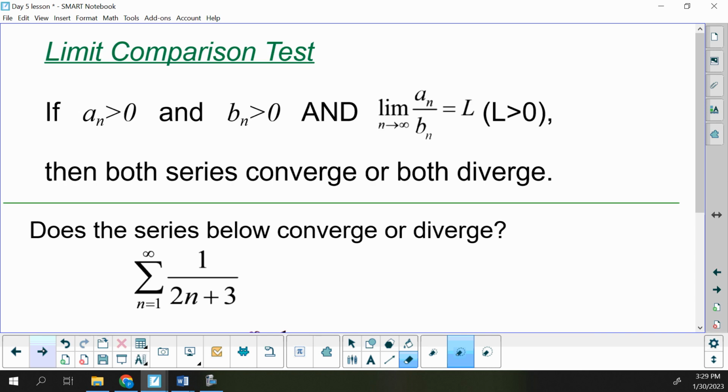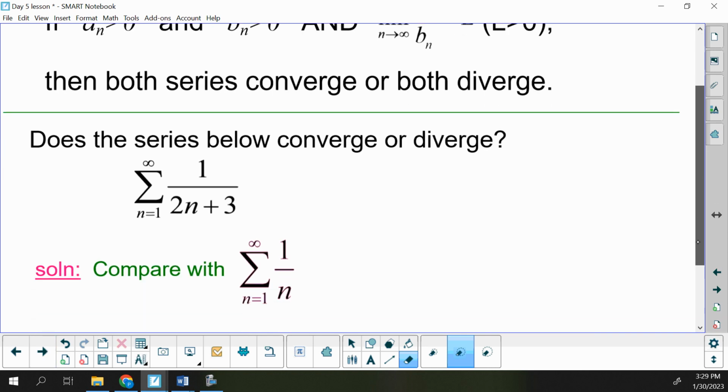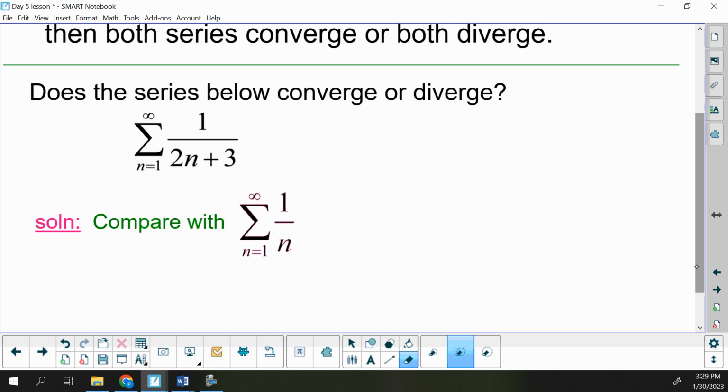Well, let's try another one. This is on the bottom of that page now where we just talked about limit comparison. So we want to see if this converges or diverges. We should think through our nth term test. As n goes to infinity, this fraction is going to get smaller and smaller. So nth term test would not lead us to a diverge. So therefore, we'd want to try something else. Let's try and compare it to something.